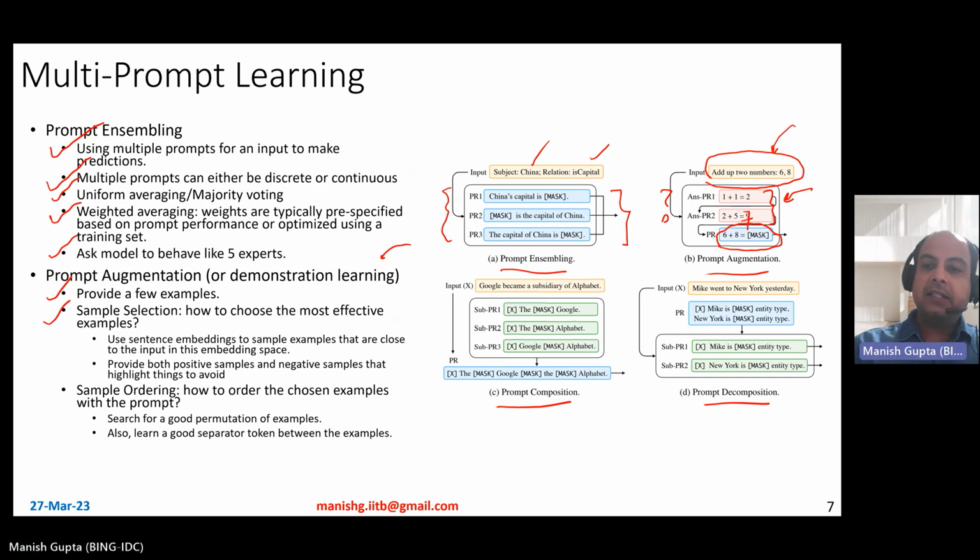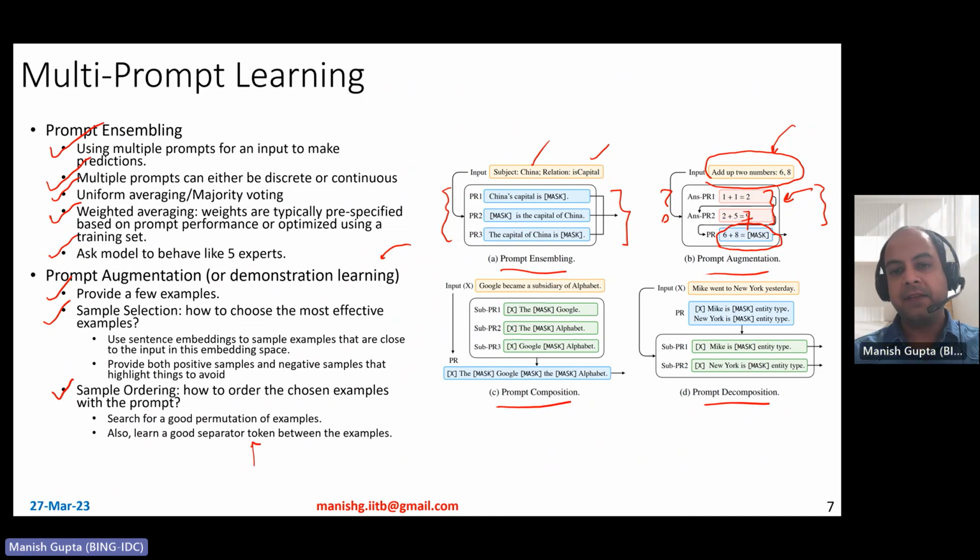Another thing you have to consider is sample ordering, which is the order in which you should provide them. In general, curriculum ordering is good: easier ones first, harder ones later. However, you can also learn what is a good permutation of examples to provide. Some people have also observed that learning a good separator between these examples also leads to better accuracies.